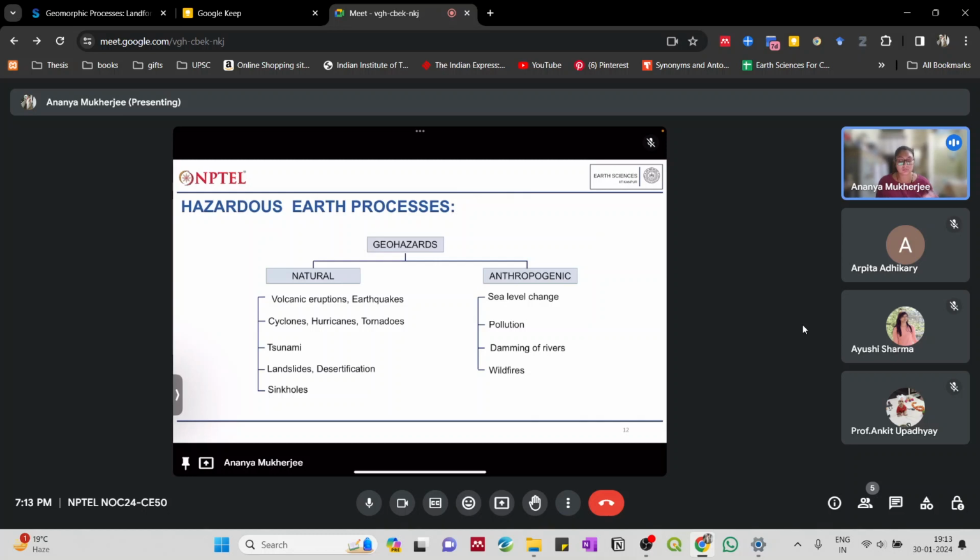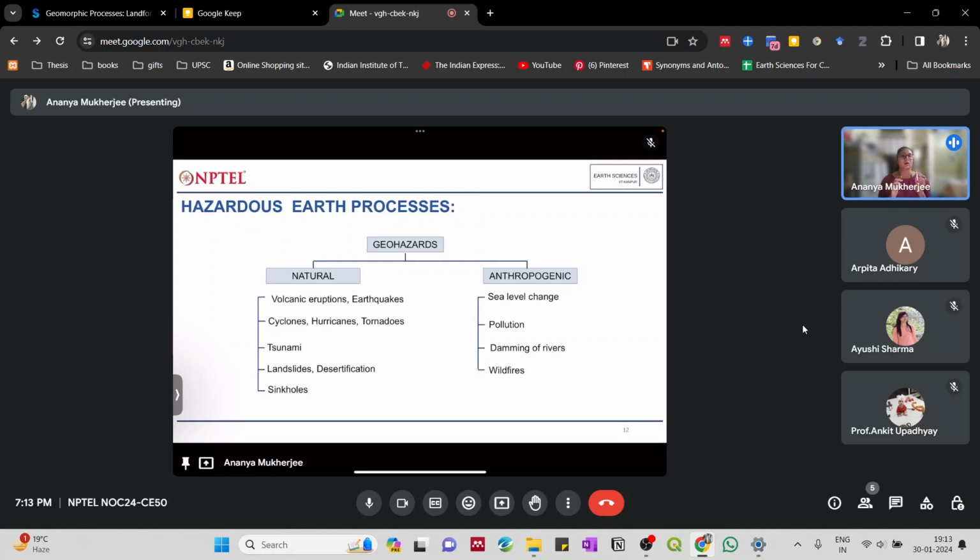So, some brief explanation of natural geohazards and anthropogenic ones. Anthropogenic is when human influence is there. So, naturally, we know that there are volcanic eruptions that are happening, because of mantle material spewing out of the volcanoes. Then you have earthquakes, again because of the movement of plates against each other, towards each other, or away from each other.